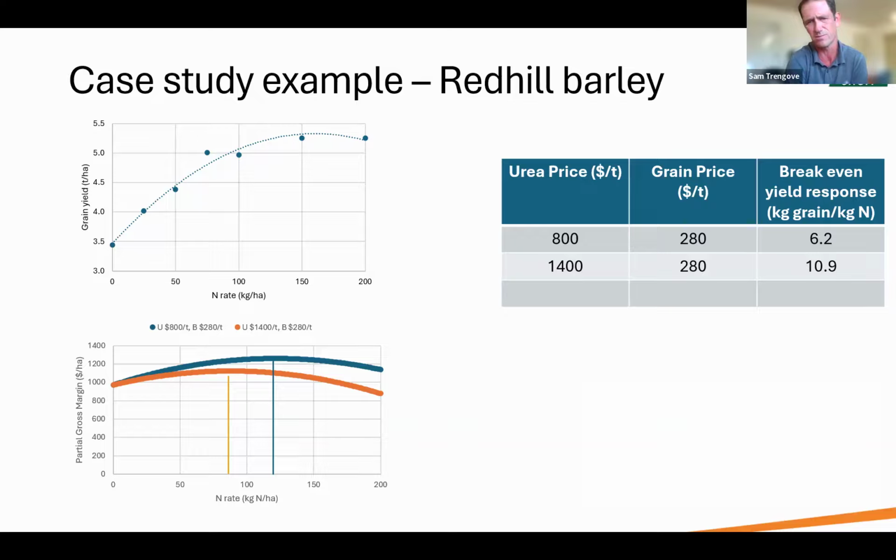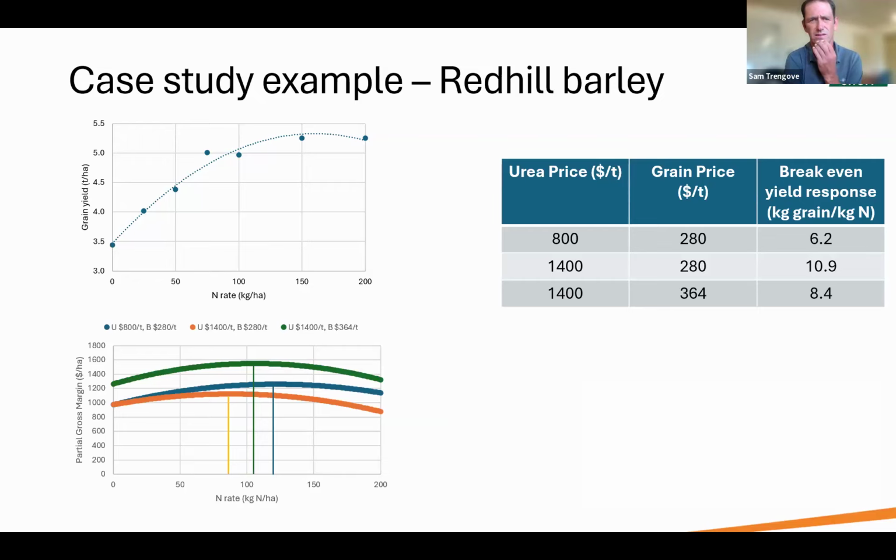So where we could get $12.50 a hectare if we got N right in the first scenario, if we get it right in the second scenario, we're still only looking at about $1,100, $1,150 sort of dollars per hectare. So our partial gross margins dropped by the order of $100 per hectare. Thanks, Bill.